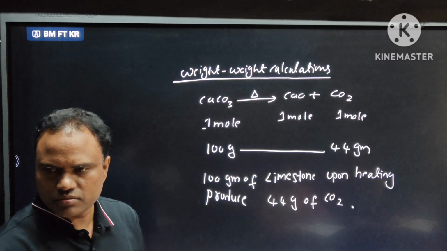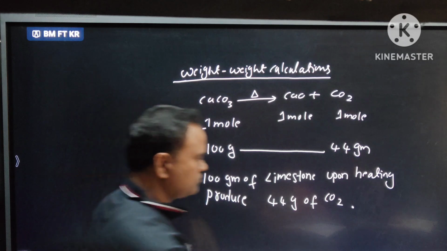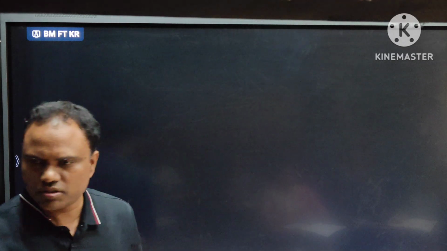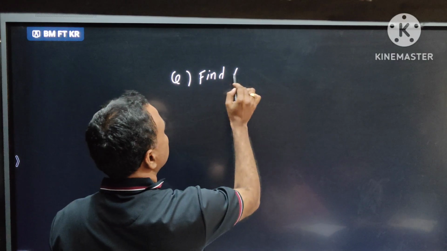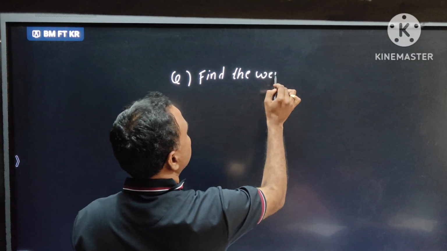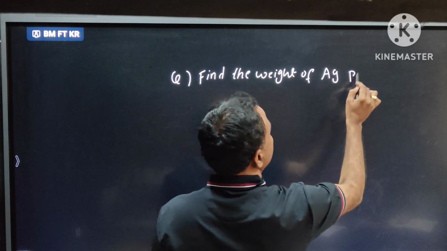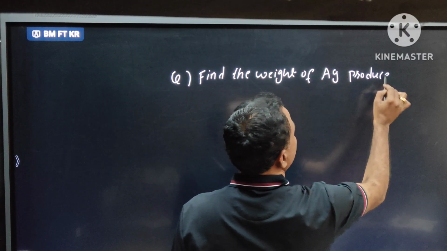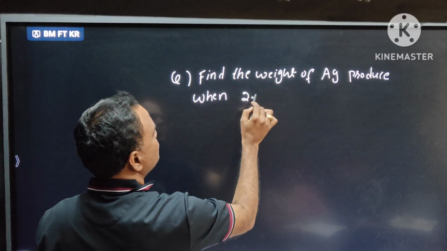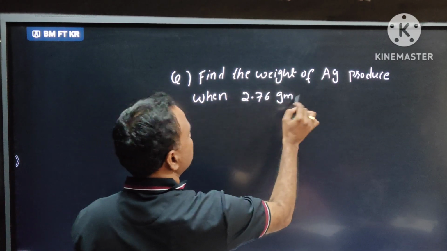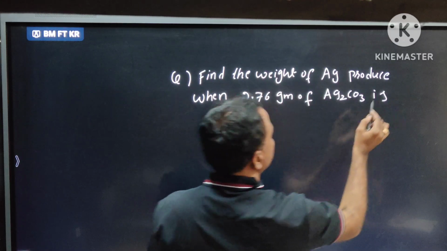Let us take one question. Find the weight of Ag produced when 2.76 grams of Ag2CO3 is heated.